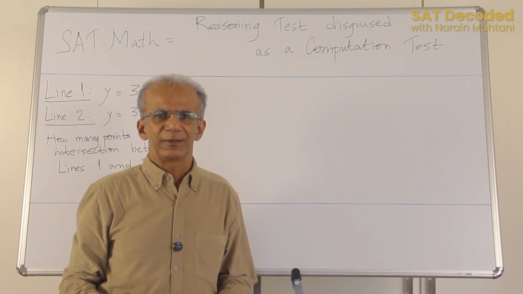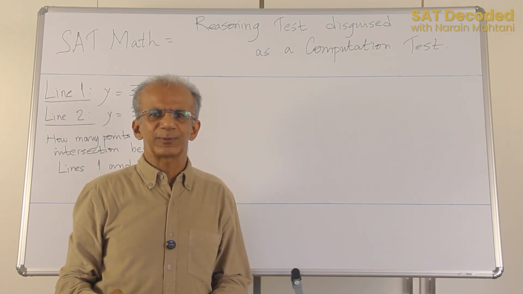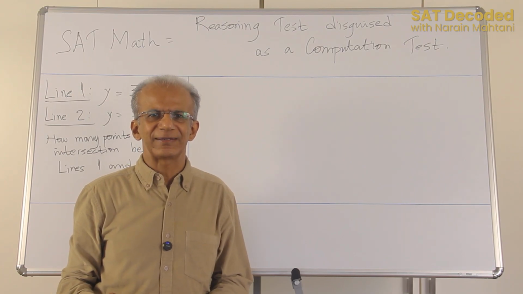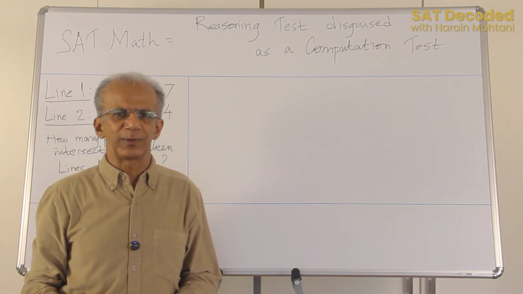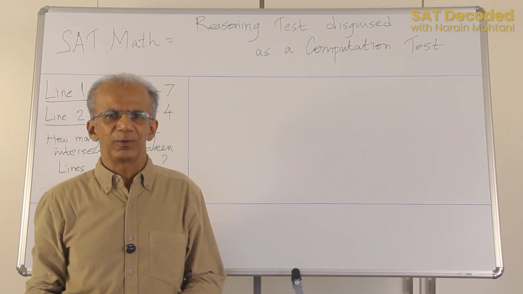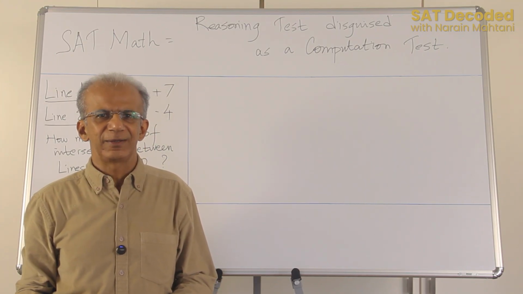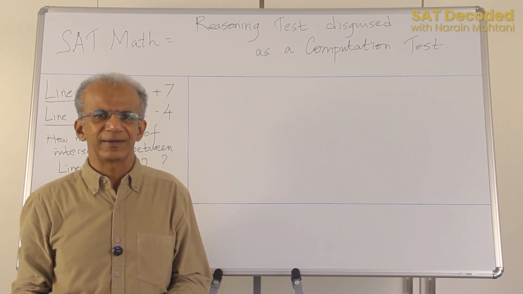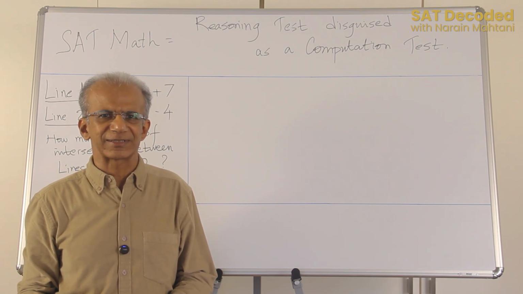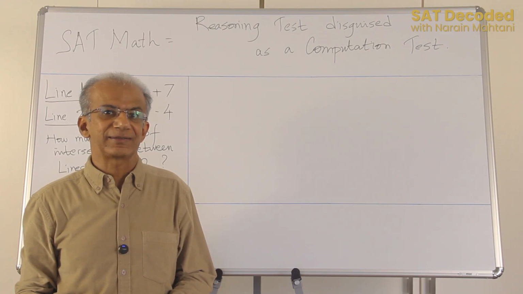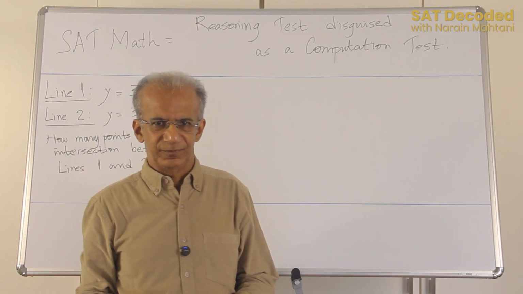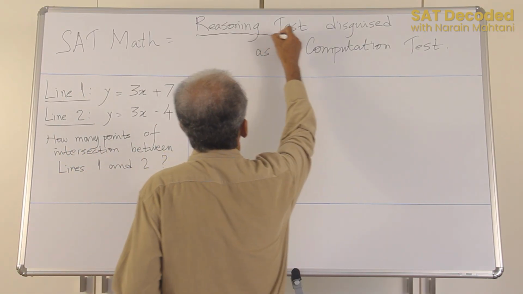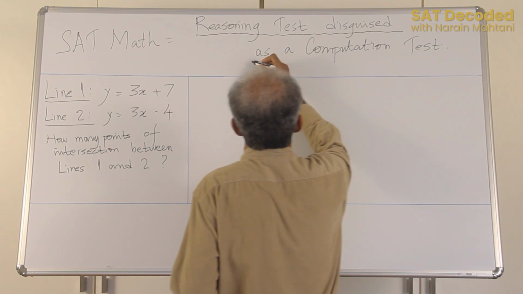No computation, pure reasoning. Now notice what the SAT was actually testing here. It wasn't testing whether you could solve simultaneous equations. It was testing whether you understood the geometric meaning of slope well enough to recognize parallel lines when you saw them expressed algebraically. That is a reasoning question dressed up to look like a computation question. And that disguise catches a very large number of students. So, remember this.